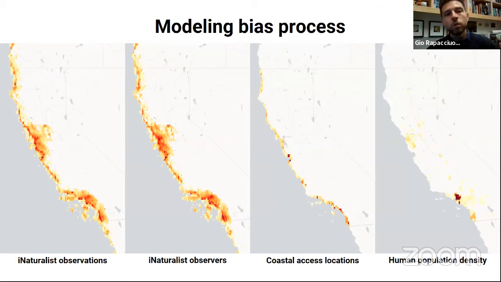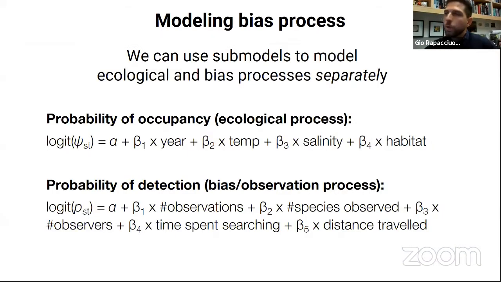We'd like to model the bias process ultimately. And so we want to integrate some of these things we've been looking at, the variation in iNaturalist observations and iNaturalist observers. And so the way we can do that is using different models combined. And so we want to model the ecological process. We want to understand the influence of temperature and the trend over time. But to do that, we want to combine a model that actually includes some of these correlates as well. The number of observations, the number of species observed, and other measures of the effort.